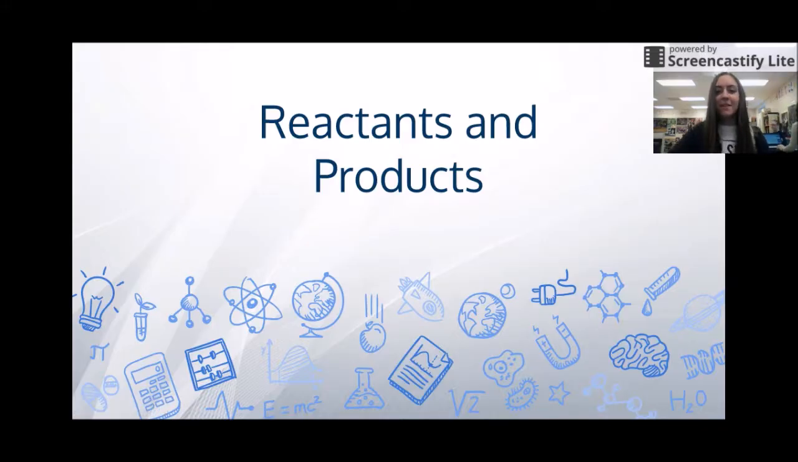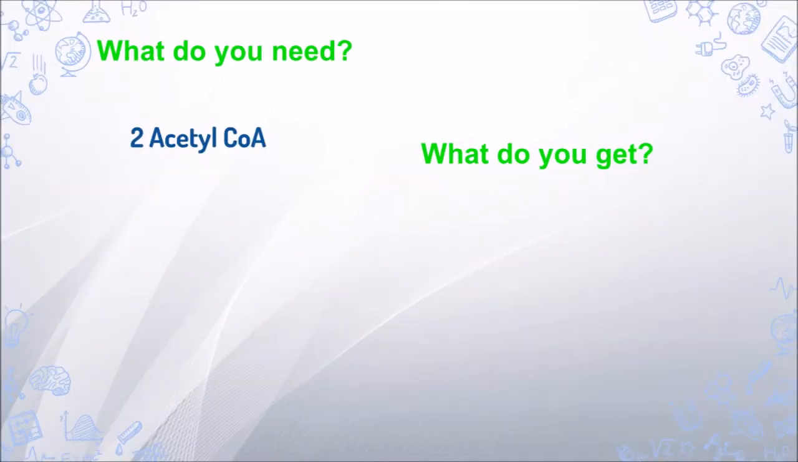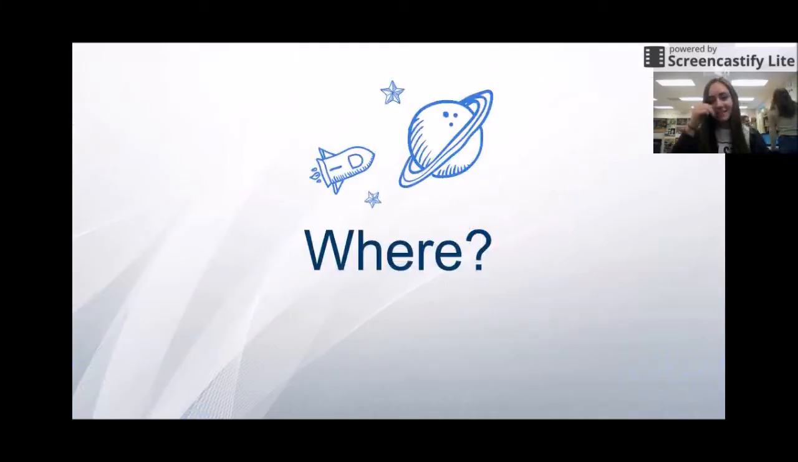So now the reactants and products. So what do you need for the Krebs cycle? So where does this all happen?